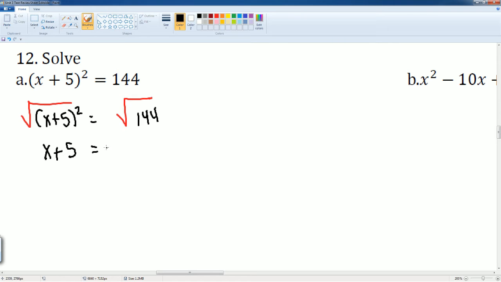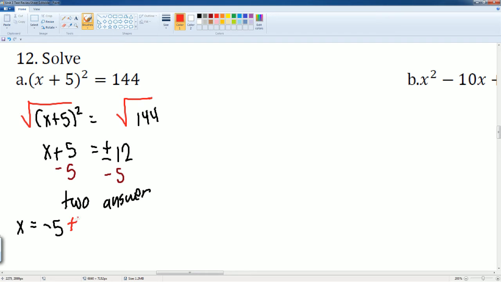The square root of 144 has two answers, plus and minus 12. There are two answers, the plus version and the minus version. Then, to get x alone, I subtract 5 from both sides. So there are two answers. This is when x is going to be equal to negative 5 plus 12. Then the other one is when x is equal to negative 5 minus 12.